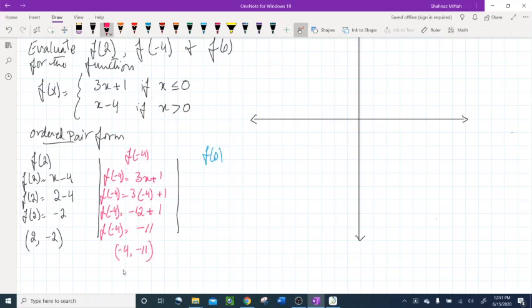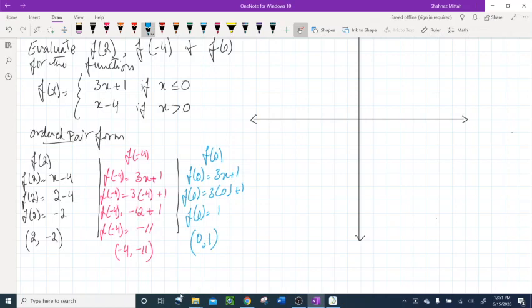Again, write this. Now we have f of 0. Do you see this piece is greater than 0 only? This one is x equals 0 or less than 0. Since this is equal to 0, I'm going to use 3x plus 1 again. So f of 0 equals 3x plus 1. Plug in that 0 for x, and my answer is going to be 1. The ordered pair is 0 and 1. So these are my answers.